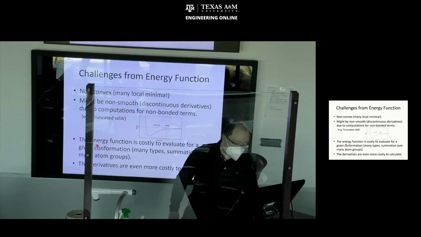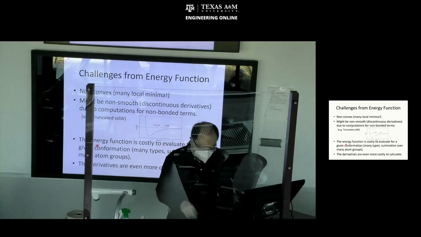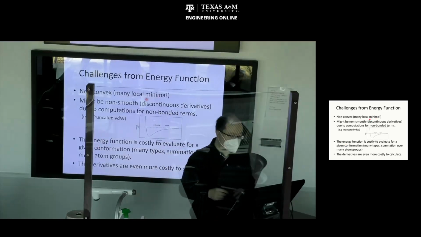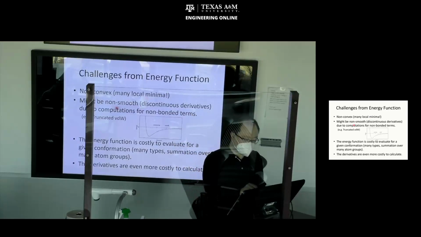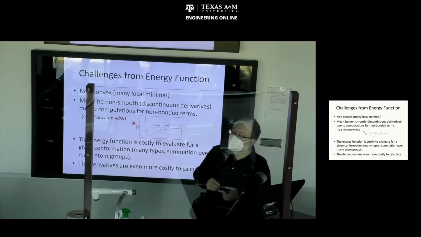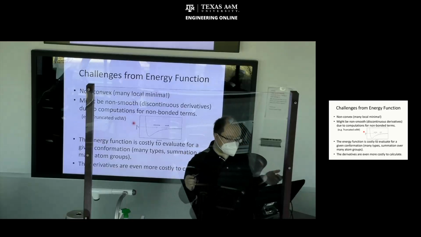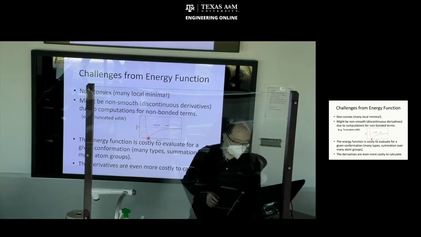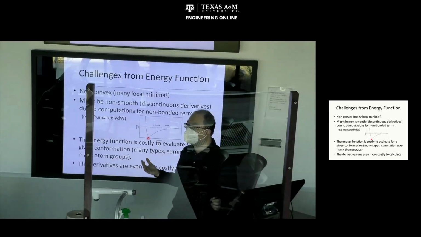But there are way more challenges. I said it's non-convex. There are a lot of local minima. But there's also a non-smoothness issue. In other words, the derivatives can be discontinuous. Why? Because if you remember, we had to calculate the van der Waals, the electrostatics, and everything for all pairs of atoms, which is computationally unfavorable.